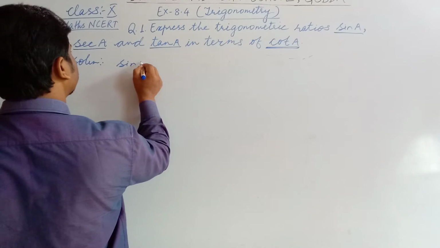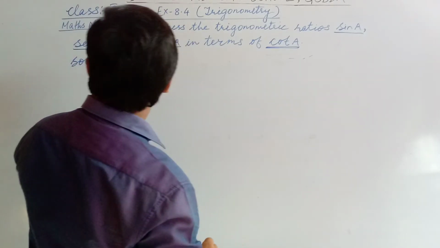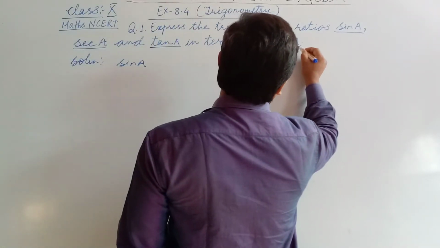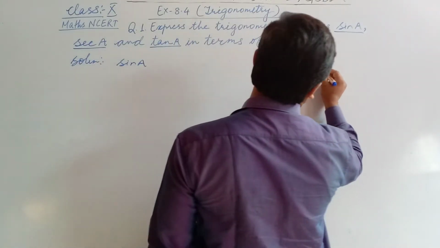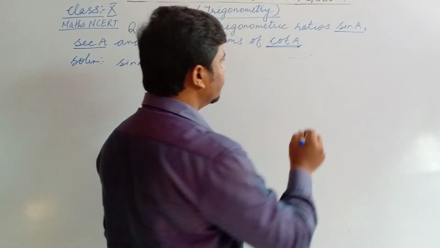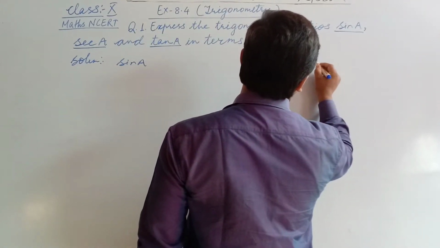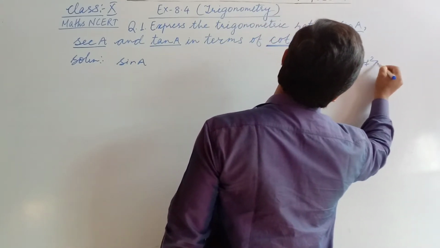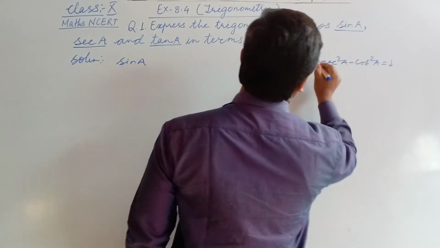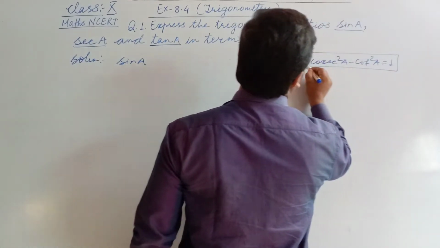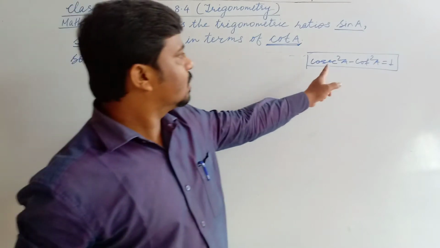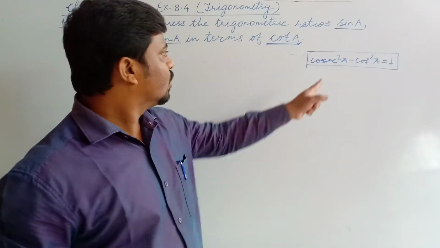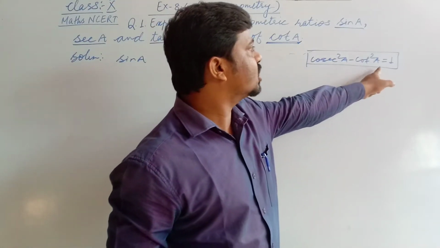Sin A. For bringing cot A, you know that one identity we have, you can recall in your mind, that is cosec square A minus cot square A equal to 1. This is an identity we have. So you can see here the ratios are cosec and cot. So cosec square A minus cot square A equal to 1.